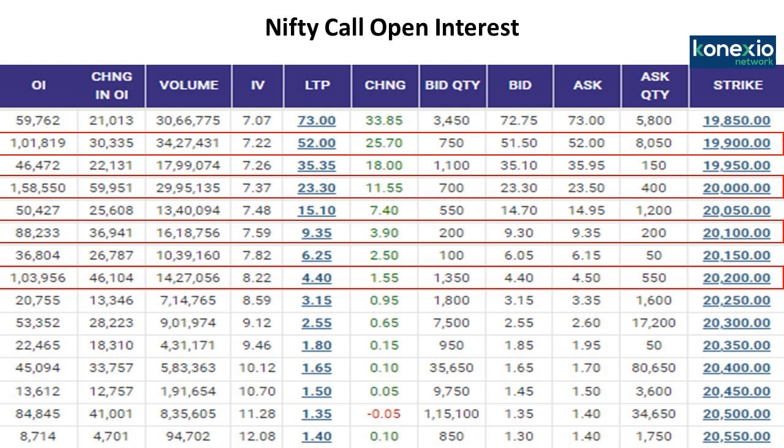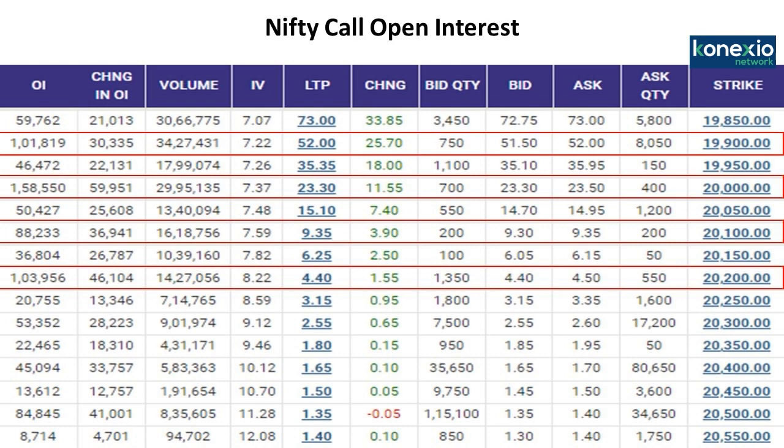Now here, on an immediate basis, the resistance would be around 19,900, where there is a volume concentration and open interest concentration. Once 19,900 is breached, there are chances that Nifty might test the levels of 20,100 on the upside. Looking at this data and charts, we feel that the momentum is strong and one should stay bullish.